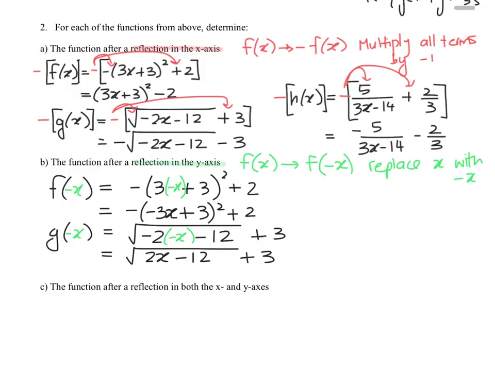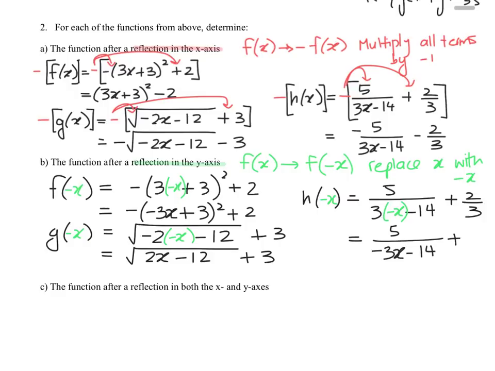Okay. And then for our final example, we're going to have h of x equals 5 over 3x minus 14 plus 2 over 3. And again, we want to take our x and replace with negative x. And then that will give us h of negative x as 5 over negative 3x minus 14 plus 2 over 3.